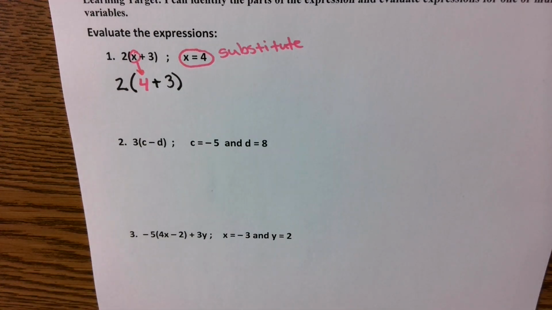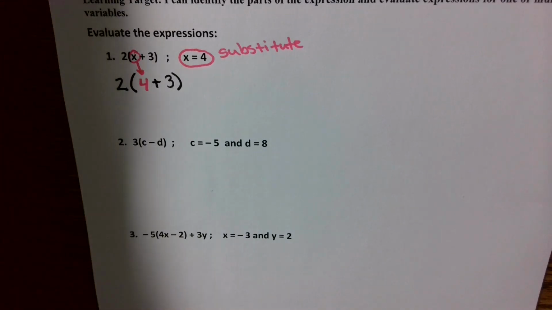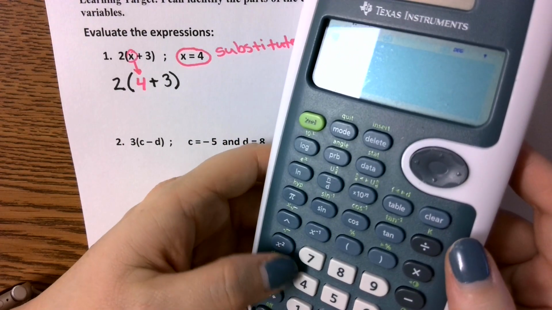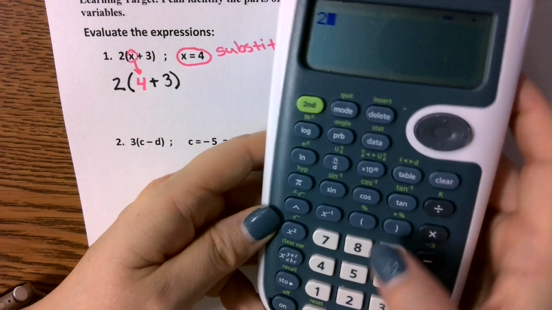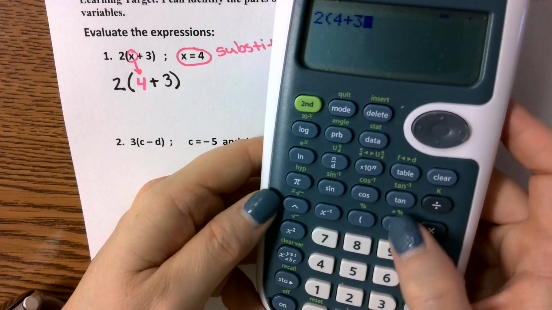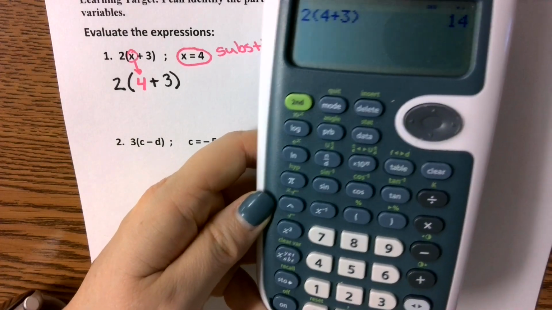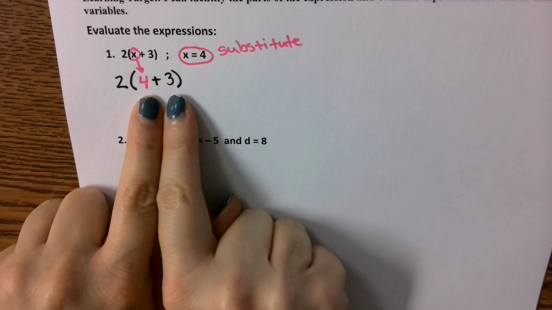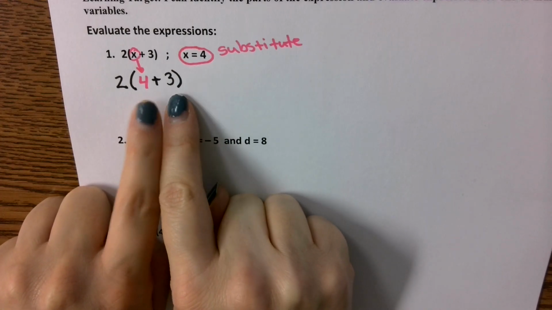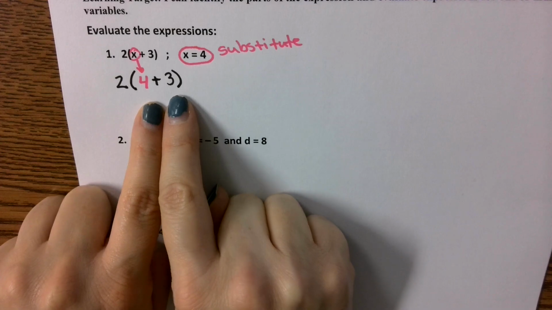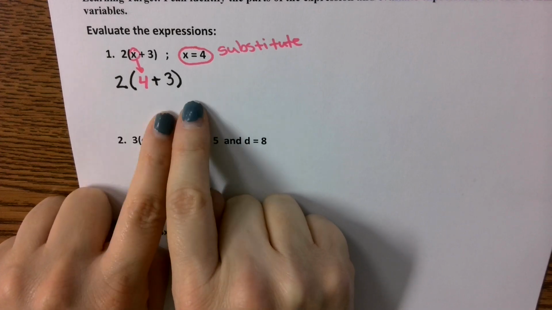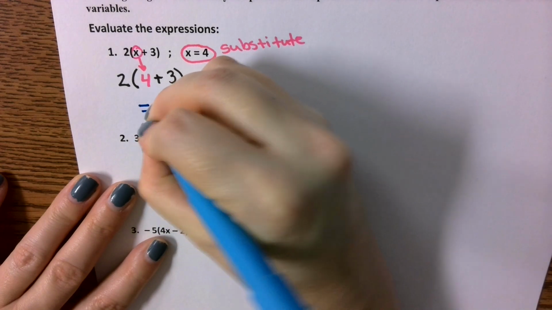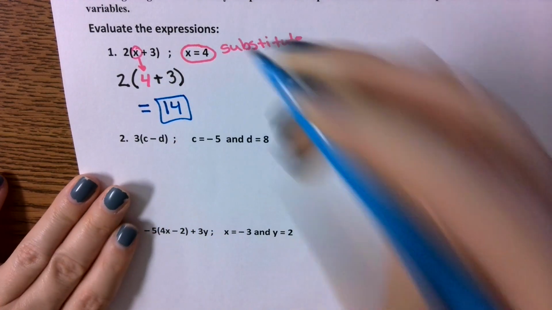Now the nice thing is you guys will have your calculators. You can type that in just as you see it. You don't have to worry about order of operations because these calculators will do it for you. Type 2, parentheses, 4 plus 3, close parentheses, and hit enter, and it's going to give you your solution: 14. We know that because you do 4 plus 3 first, since parentheses always get done first, which is 7, and then 7 times 2 is 14. But you do not have to work the entire thing out. You can type it into your calculator and solve.